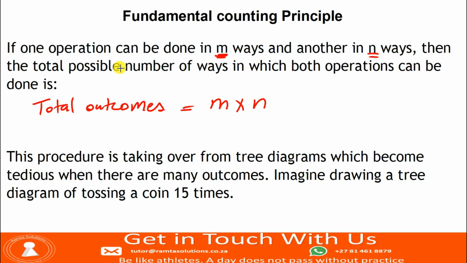Like I've been saying, this procedure is basically taking over from your tree diagrams, because if you are dealing with a big sample space, your tree diagram will not be conducive. It's going to be wasting time, and you don't want that. I'm going to show you why we are doing this counting principle and why it's best. Perfect. Now let's head into examples.